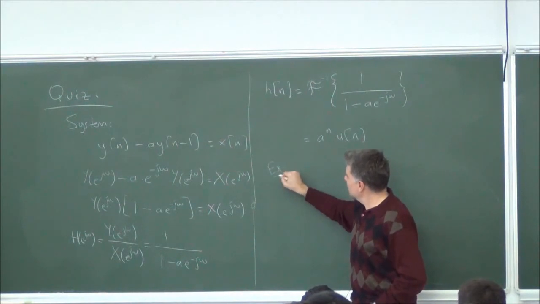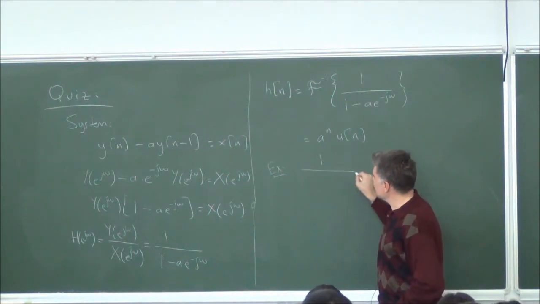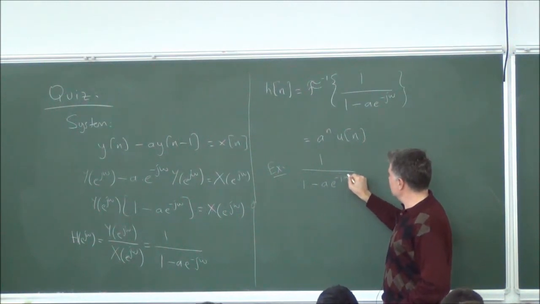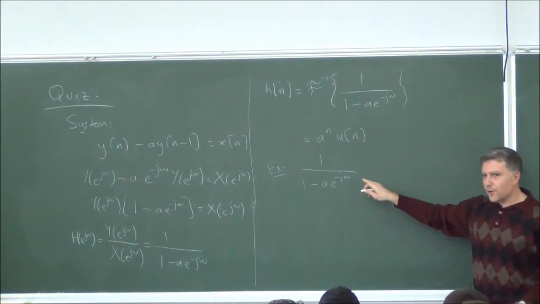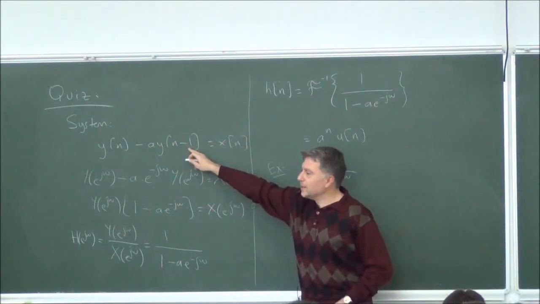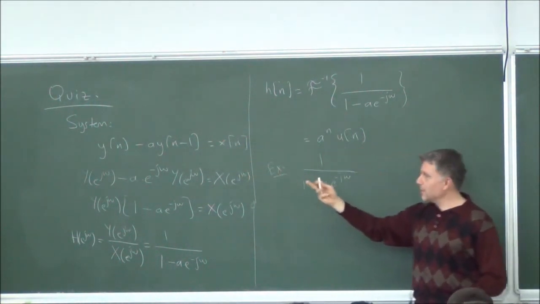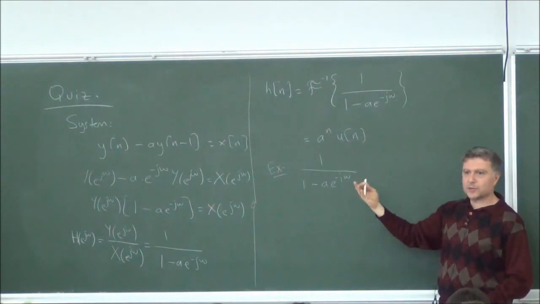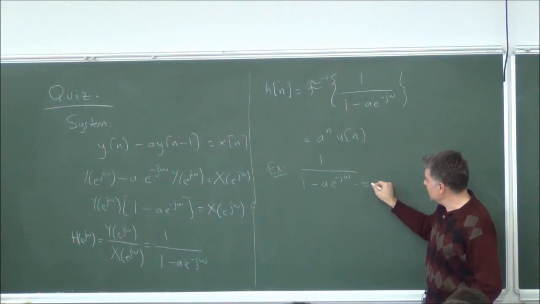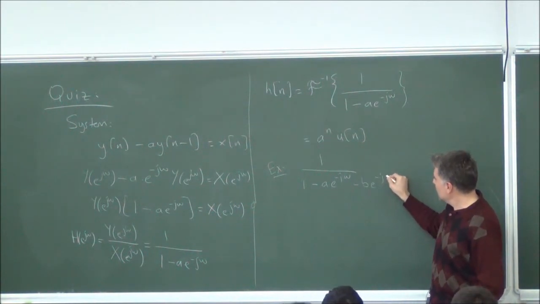So you may come up with something like this: 1 minus a e to the minus j omega, which is a first delay coming from y of n minus 1. If there is a y of n minus 2, for example, minus b times y of n minus 2, and a further expression, that would appear here as minus b e to the minus j 2 omega.